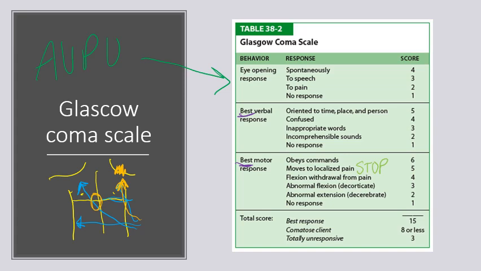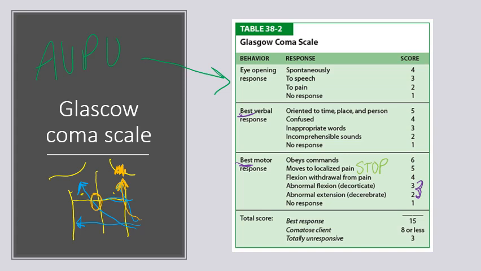Then we have posturing. So 3 and 2 are posturing, these two here. Decorticate is where you have flexion of the major joints, so the hands come up and cover the chest. And extension, the hands are at the side and extended, and that's decerebrate posturing. And then 1 point for best motor response is no response at all.